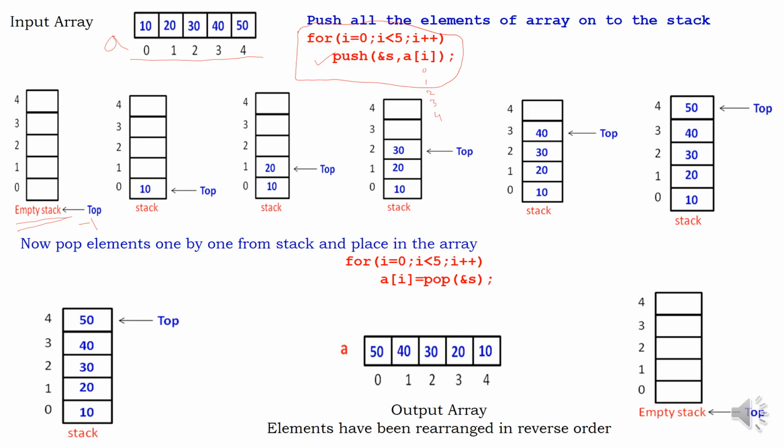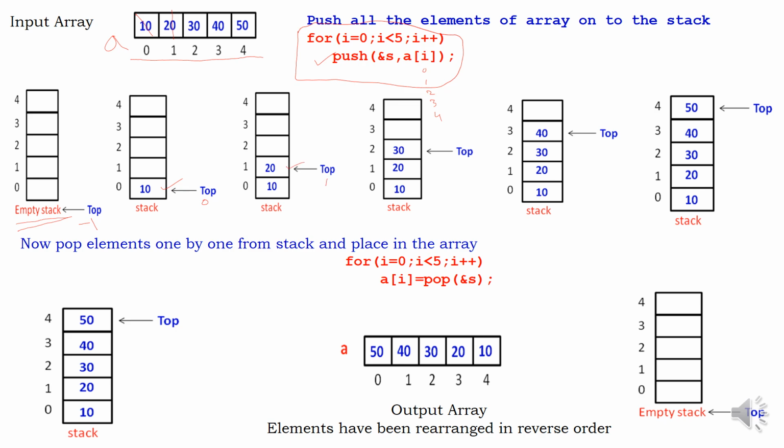Push s comma a of 0. a of 0 means 10. 10 is pushed onto the stack. Top is 0. Then push a1, that is 20. 20 is pushed onto the stack. So 20 is placed in the stack.